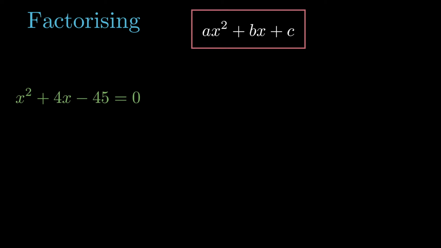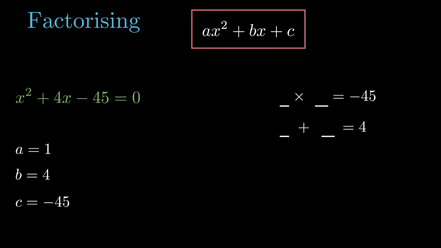So the first step that you should do is write what a is. A is equal to 1, b is equal to 4, as you can see, and c is equal to minus 45. Now the next step is we must find two numbers that times to give our c, and our c is equal to minus 45. And we also must find the same two numbers that add to give us b, which is equal to 4.